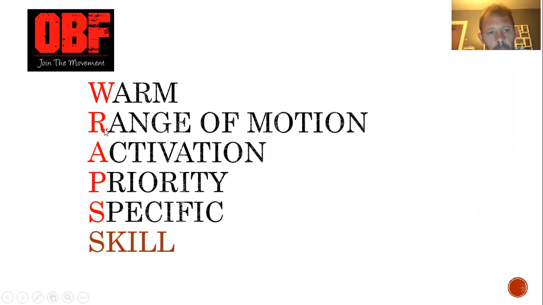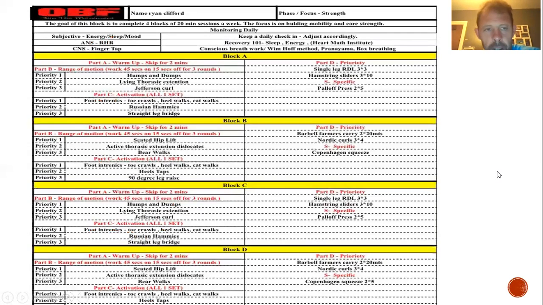W stands for warm, R stands for range of motion, A stands for activation, P stands for priority, which is going to be individual to you, based on the assessment that we have done. Specific is going to be based on the sport you're playing or the activity that you're competing in. And skill is going to be something that you have the autonomy to put in yourself. If there's any skill work that you want to do at the end of a session or before you actually go into your main block of training.